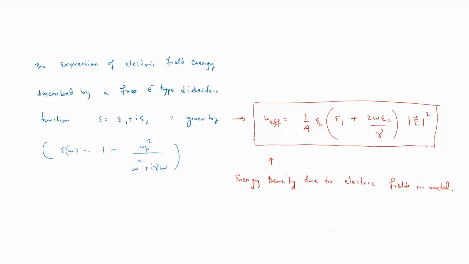In the next class, we are going to describe the surface plasmon polaritons at a metal insulator interface. We will start with the Maxwell equations, and then we will see how the dispersion relation of this surface plasmon polariton comes out.